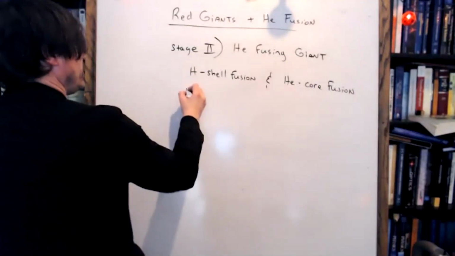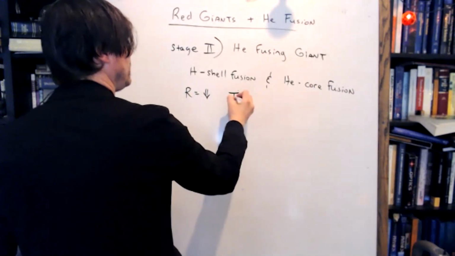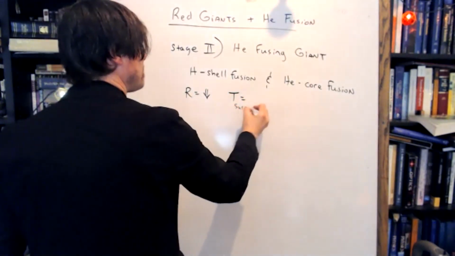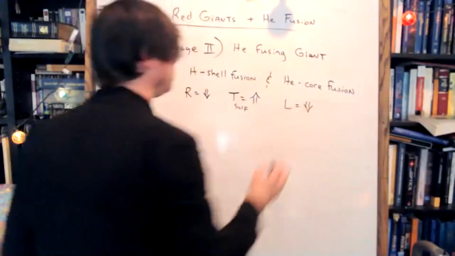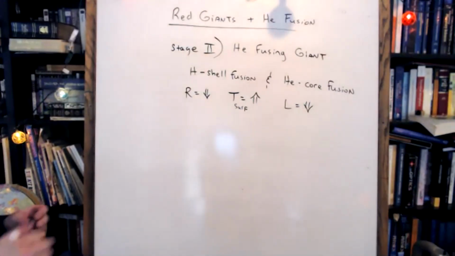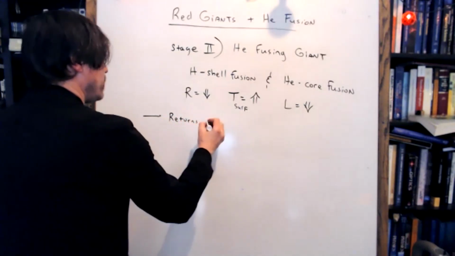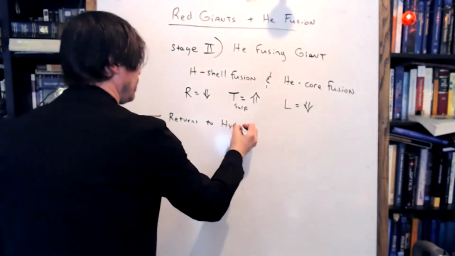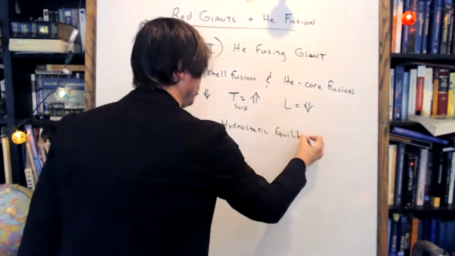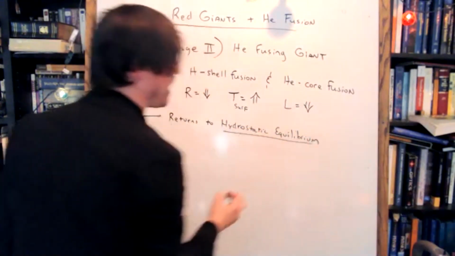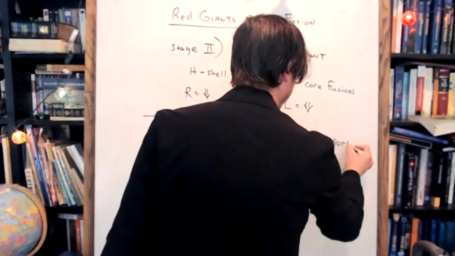And during this stage, the radius of the star drops. The temperature of the surface of the star goes up a little bit. The luminosity drops. This star returns to hydrostatic equilibrium. Okay, here's the catch. It returns to hydrostatic equilibrium, sorta.